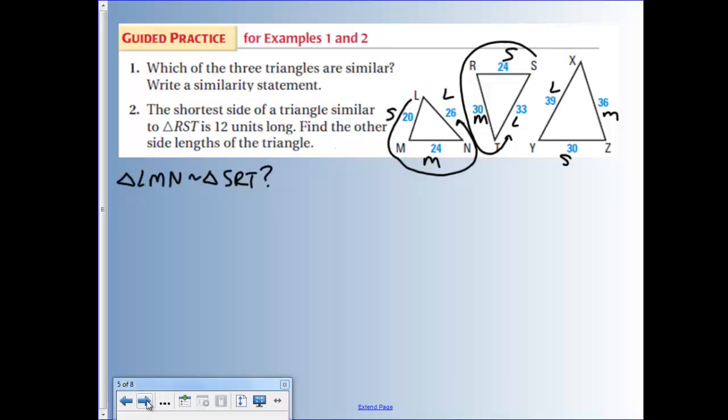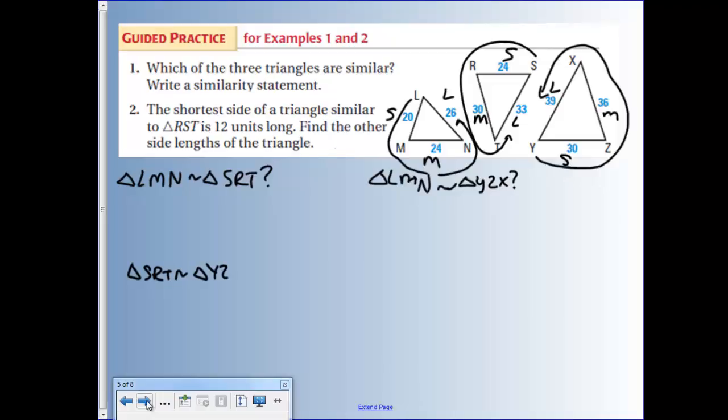And then look at these 2. Is this one similar to this one? My small, my medium, and then my largest side, Y, Z, X. So triangle LMN similar to triangle YZX. I did the first one and the second one, the first one and the third one, now these last 2. Triangle SRT similar to triangle YZX.